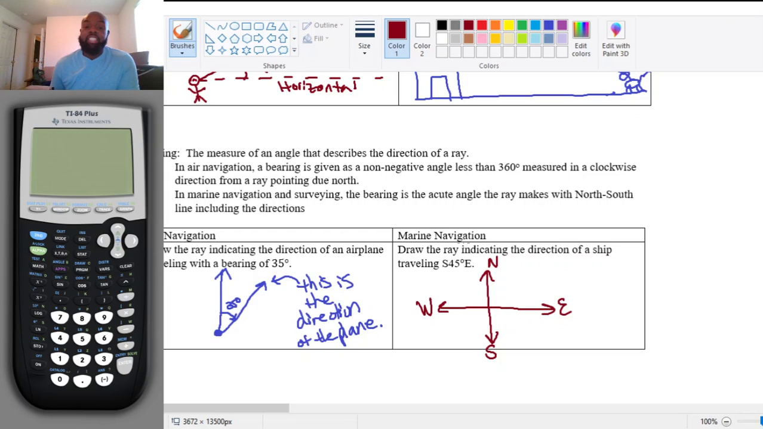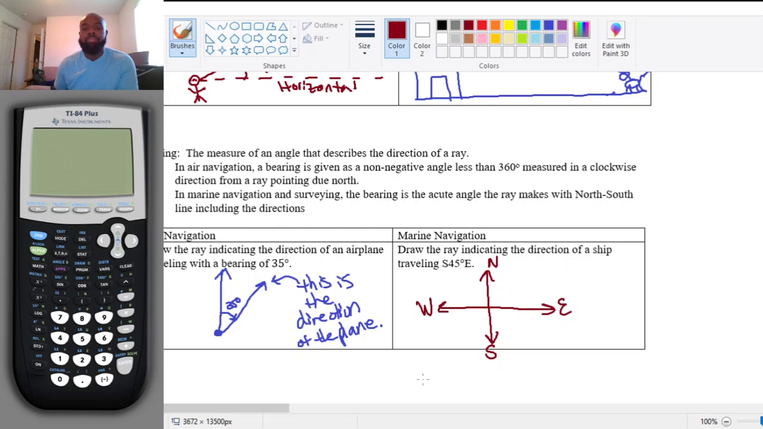So in marine navigation, we give you two letters here, right? I have south and east, for instance, and I have a 45-degree angle, right? And so when we draw the acute angle, it's always going to be an acute angle that is made with the north-south line, right? And we're going to tell you whether it's drawn from the north line or the south line, and then we'll tell you which side of the north-south line to draw that angle, right? For instance, it says draw the ray indicating the direction of a ship traveling S 45 degrees E, right?